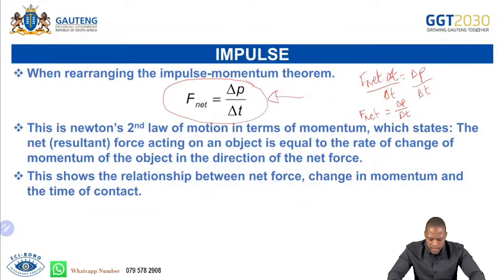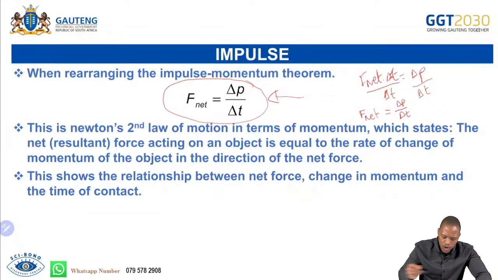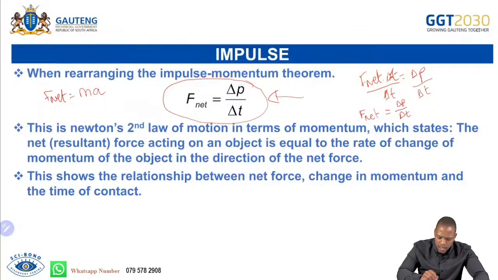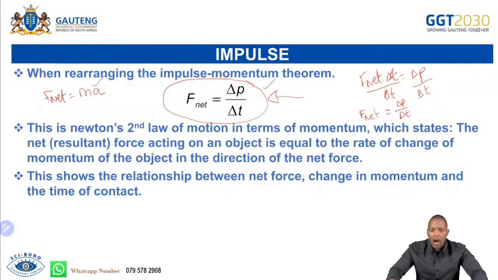Okay, this again must remind you of something. We talked of Newton's second law. If you remember Newton's second law, F net is equal to ma. But now we are finding again that F net is equal to delta p over delta t. So it means that this and this are one and the same thing. Hence, this law after it has been rearranged in this manner, we now start calling it Newton's second law in terms of momentum.